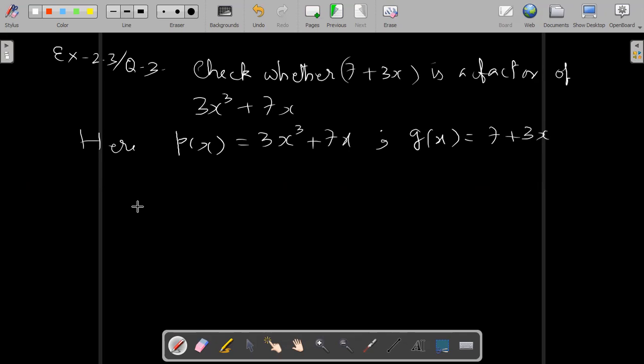Okay, and now equate it to 0. 7 plus 3x is equal to 0, which implies that 3x is equal to minus 7, which implies that x is equal to minus 7 by 3.